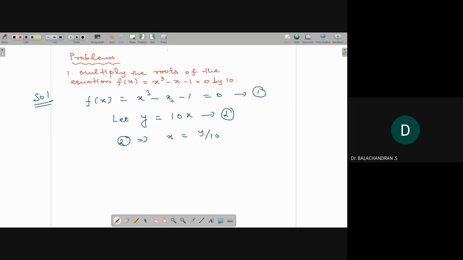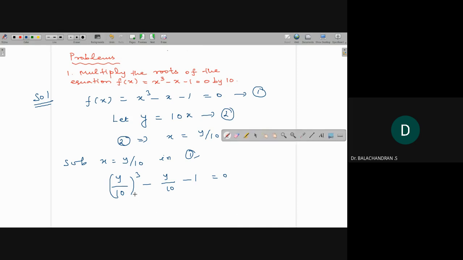Substitute x is equal to y by 10 in equation 1. So we'll get y by 10 whole cube minus y by 10 minus 1 equal to 0. So throughout multiply by 1000, we'll get y cube minus 100y minus 1000 is equal to 0. So which is the required equation?